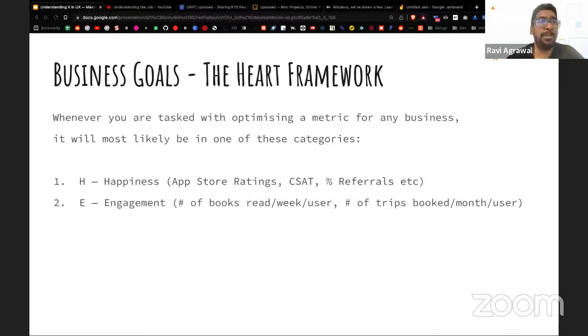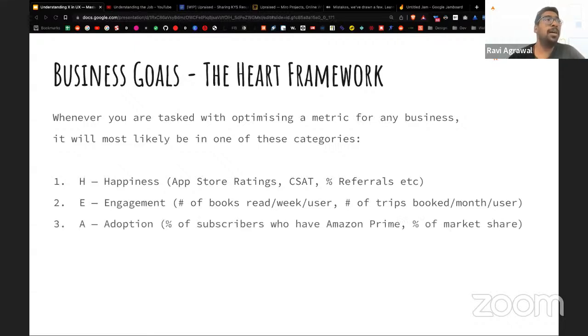Right? E for engagement. Some examples of engagement metrics: if you are a PM at Goodreads, it would be the number of books read per week per user. Right? If you were a PM at Uber, the engagement metric could be the number of trips booked per month per user. It could also be a very good engagement metric for Airbnb.